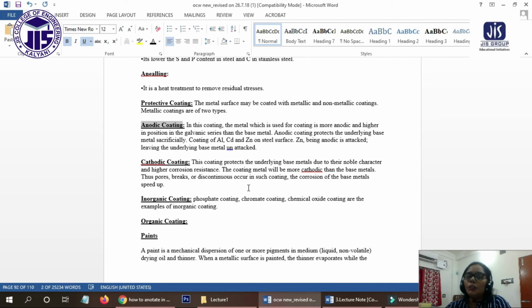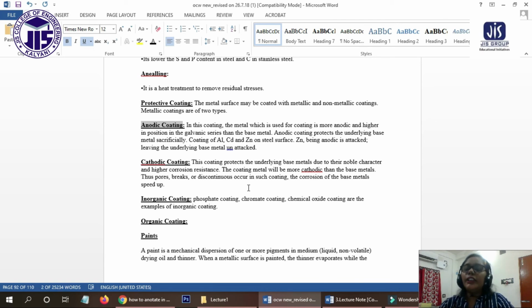Now one more question you can have: between anodic coating and cathodic coating, which is preferable? Generally anodic coating is preferable, because during the coating procedure, if there is a fracture, through that fracture the oxygen molecule enters. For the anodic coating, the oxygen will react with the higher oxidation potential metal, that means the zinc, not the base metal. Our base metal will be intact.